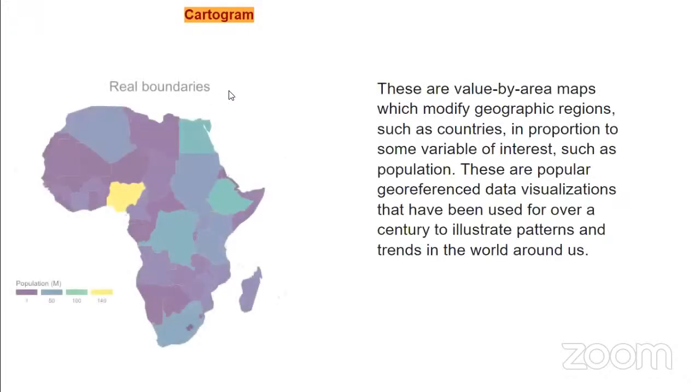So we have a cartogram. A cartogram is a value by area map, which modifies geographic regions such as countries in proportion to some variable of interest, such as population. These are popular georeferenced data visualizations that have been used for centuries to illustrate patterns and trends in the world around us. So what it does is it takes a particular map, let's say the map for Africa, and then it overlays the information.